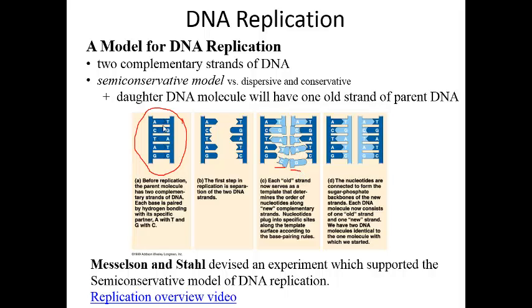During DNA replication, one parental molecule of DNA is going to create two new daughter molecules of DNA. And each of these daughter molecules is going to contain one old parental strand and one new daughter strand. So this method of replication is called semi-conservative. It's called semi-conservative because during replication, the two parental strands separate, and each new daughter molecule is going to contain one old strand of DNA and one new strand of DNA.